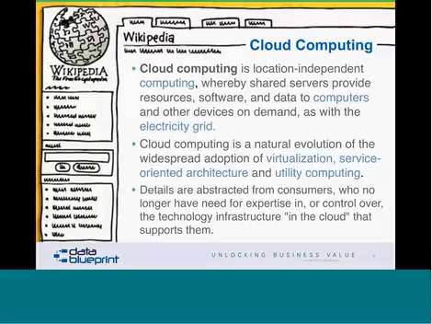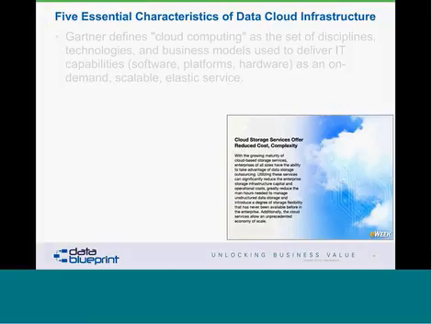It's a natural evolution of virtualization, service-oriented architectures, and utility computing, as in on-demand type things. Consumers do not have to know these details. They have no expertise or control over the cloud infrastructure that supports them. Now, this is important because we are also talking about where our various IT organizations have gotten to in their relative maturity. Some of them are very good at this, many are not. So let's let somebody else manage this. But again, let's look at what this means.